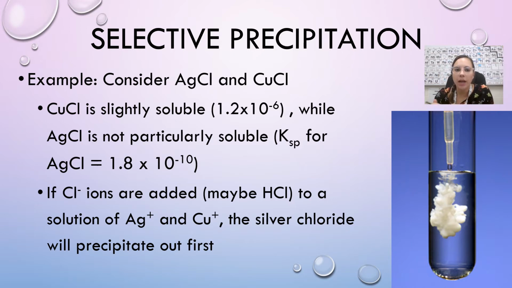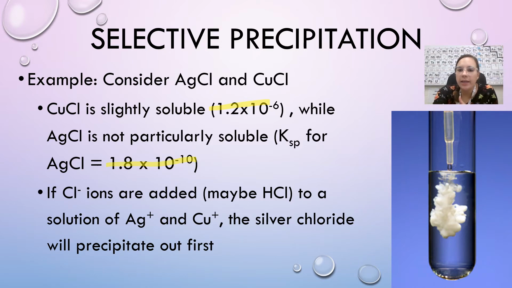So let's compare silver chloride and copper(I) chloride. Copper(I) chloride is relatively soluble, 1.2 times 10 to the negative 6, while silver chloride is less soluble, 1.8 times 10 to the negative 10.